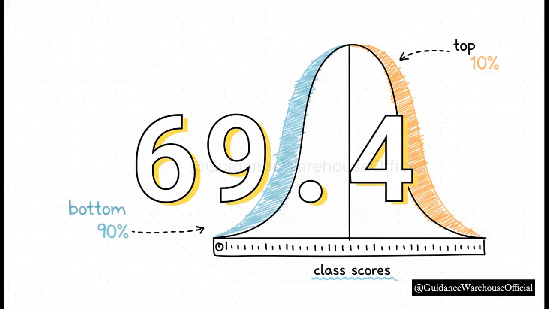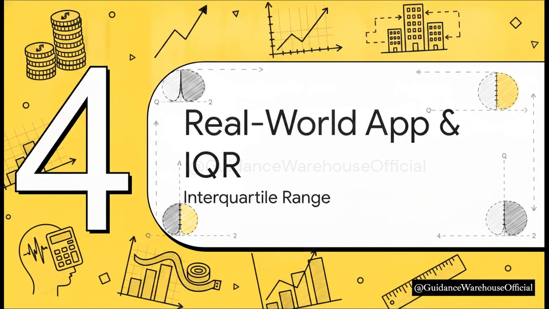When you hit Enter, you get 69.4. That score of 69.4 is your critical value. It perfectly separates the bottom 90% of the class from the top 10%. Let's step out of the classroom for a minute and connect this to real life.